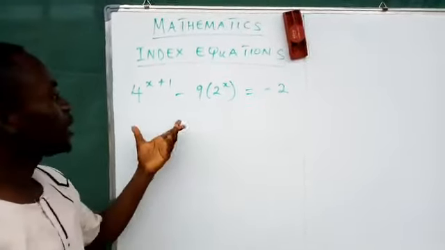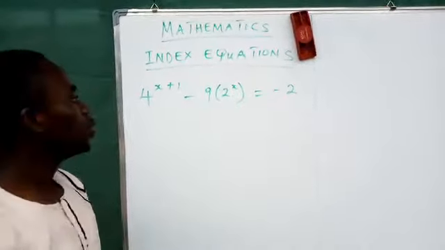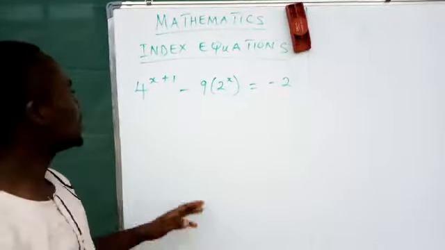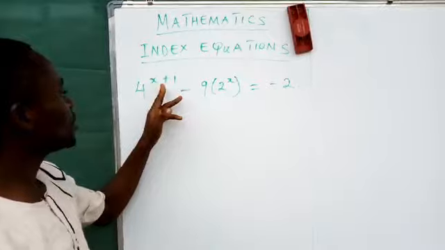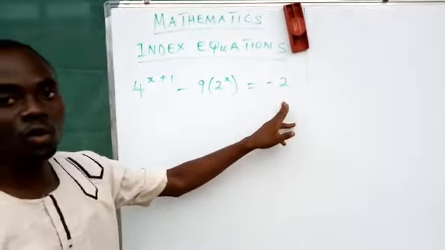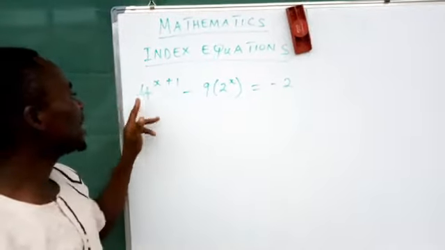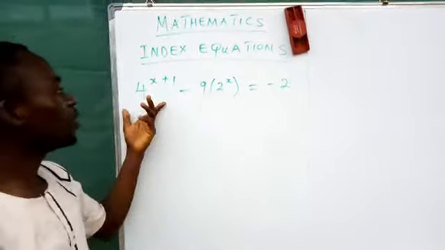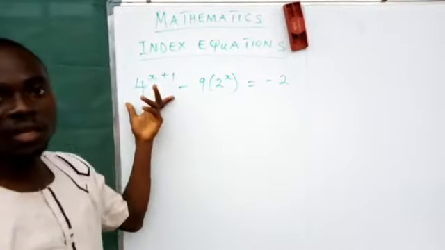So the first thing that we are going to do is to make sure that we write this equation in terms of a common base. So we have 4 raised to the power of x plus 1 minus 9 into 2 to the power of x equal to minus 2. And we are going to write this 4, which is not common to these 2, as a power of 2, so that the two bases will be the same.